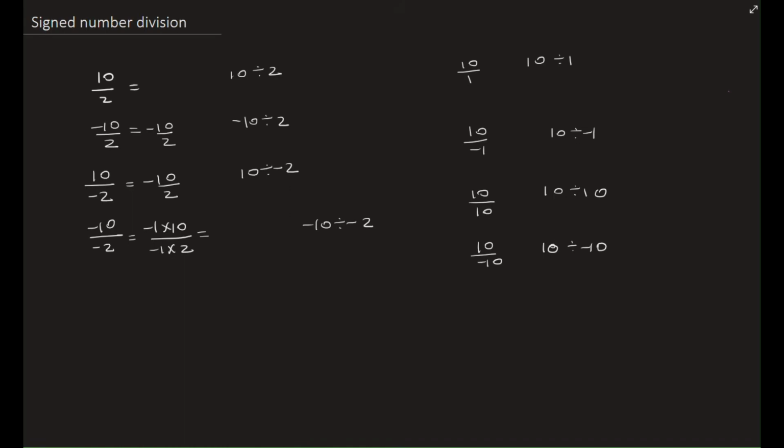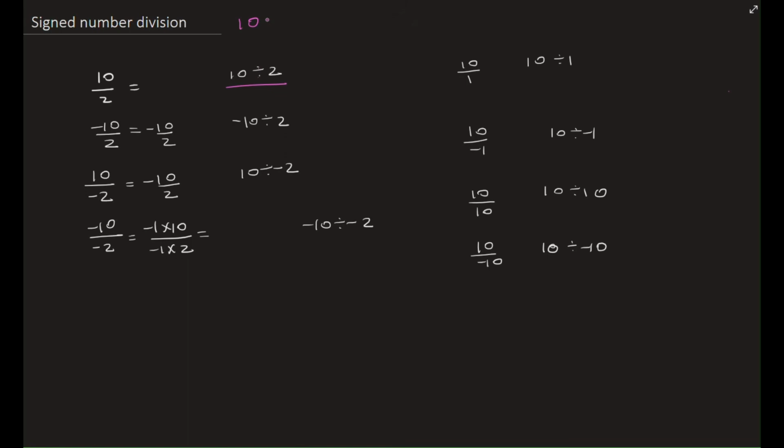Now I will go through the sign of the answer of division in signed number division. When the dividend and divisor are of the same sign, the sign of the answer of division is positive. And when the dividend and divisor are of opposite signs, the sign of the answer of division is negative. Let me take an example, which is 10 divided by 2. I can write it as 10 with the division sign in between, or 10 over 2. It is one and the same thing.